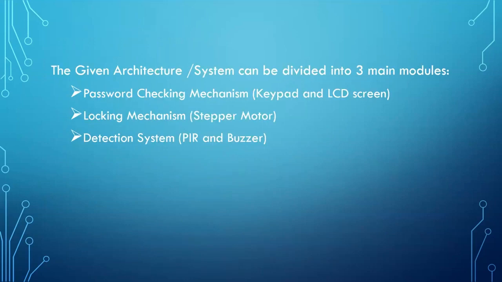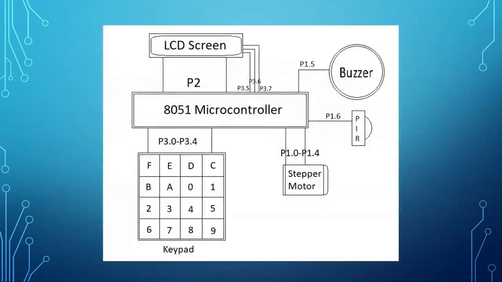Our whole project can be divided into three modules, which are the password checking mechanism, which uses keypad and LCD screen, the locking mechanism, which makes use of stepper motor, and the motion detection system, which makes use of PIR sensor and LED. This is the whole interfacing diagram.